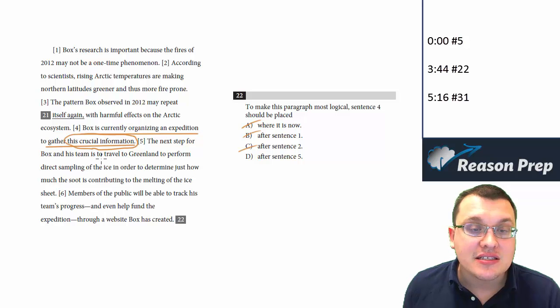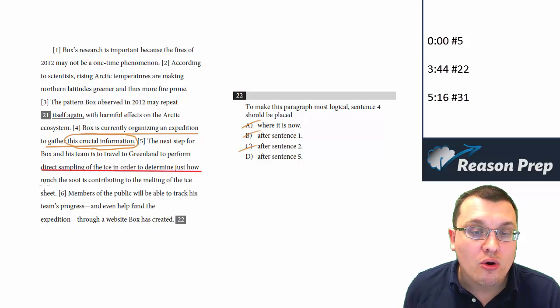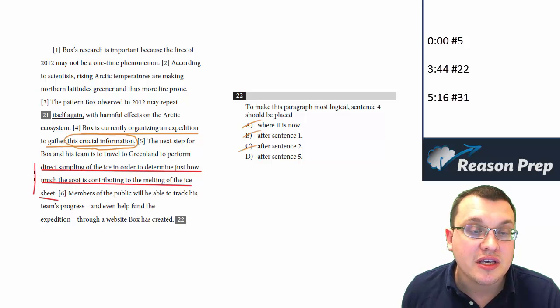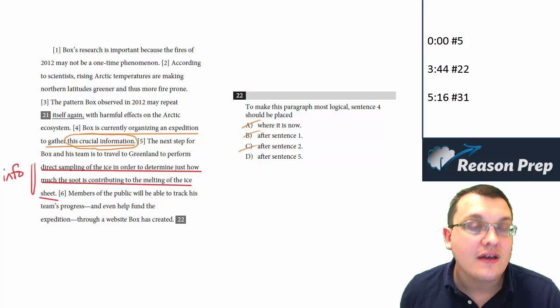The next step for Box and his team is to travel to Iceland to perform direct sampling of the ice in order to determine just how much soot is contributing to the melting of the ice sheet. So here is the info that they're looking for.